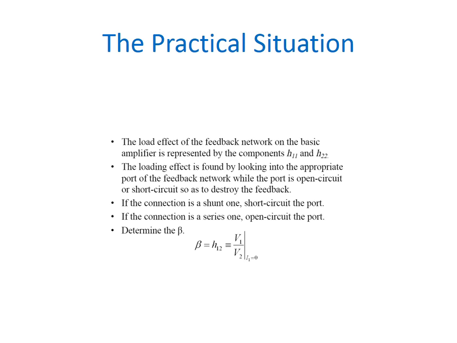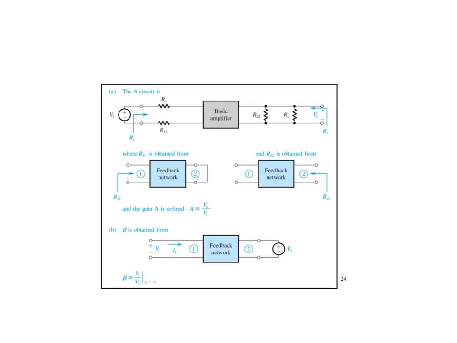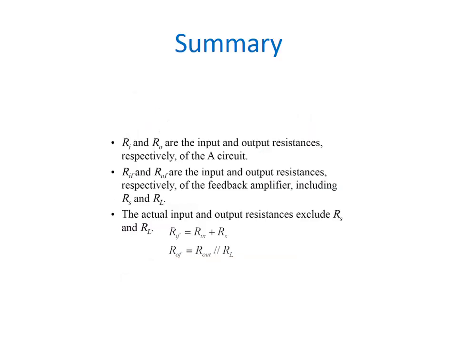The loading effect is found by looking into the appropriate port of the feedback network while the port is open circuit or short circuit so as to destroy the feedback. If the connection is a shunt one, then short circuit the port. If the connection is a series one, open circuit the port. So to determine the beta value we use the parameter H12, that is nothing but V1 by V2, considering I1 as 0. So from the A circuit we can calculate the R11 and R22 values. By using that you can calculate the gain A. Similarly, in the feedback network you can calculate the feedback factor Vf by V0 by considering input current 0.